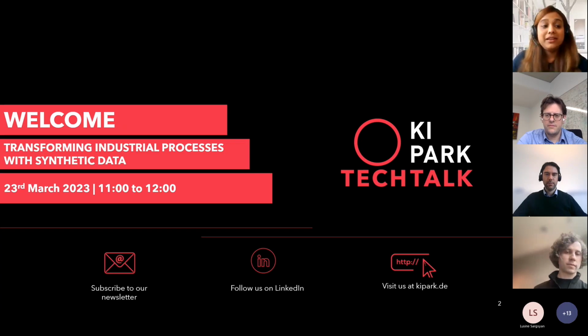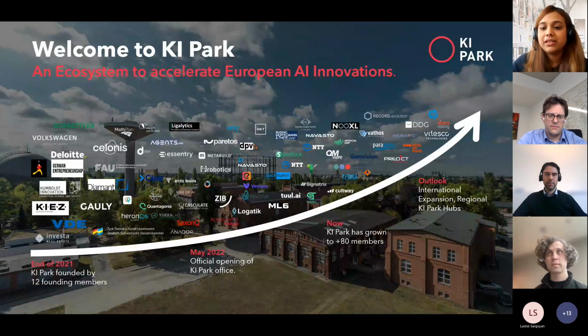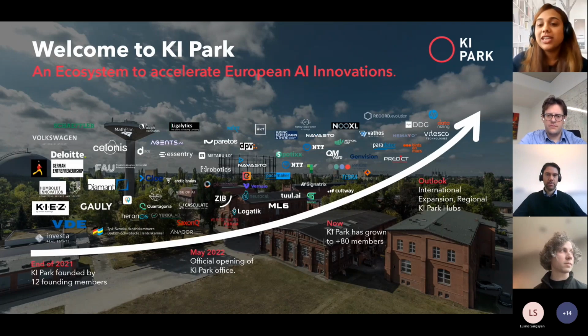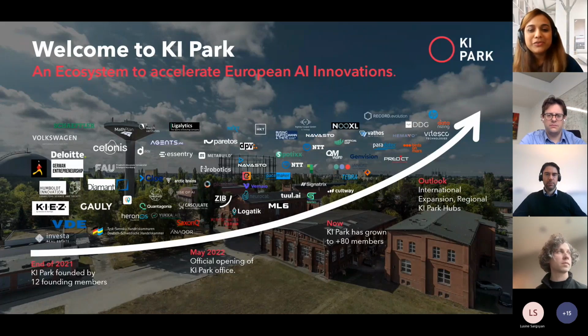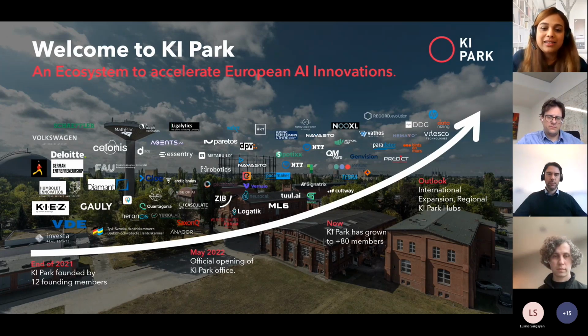KI Park is an NGO, and it's a cooperation platform for growing application of AI in Germany and Europe. It's an ecosystem of German and European industry, research, AI startups, and public and private partnership associations. We are headquartered in Berlin, but we operate with members across Germany and Europe. We started at the end of 2021 with 12 founding members, such as Volkswagen, Schaeffler, Deloitte, VDE, Salones, Friedrich Alexander University, Humboldt Innovation, and several others.